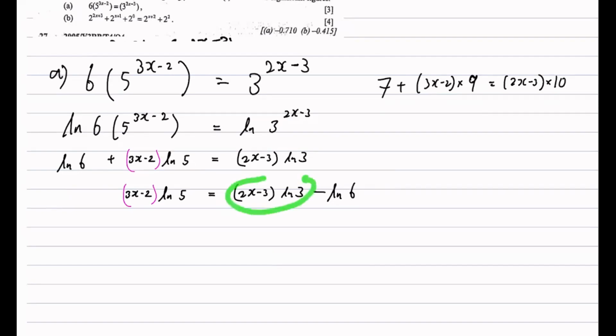Then maybe this guy should also bring over, because it involves the x. When we're solving for x, all the x should be on one side. So we'll also bring that over. Let me just modify this a bit. I get a minus. Okay.